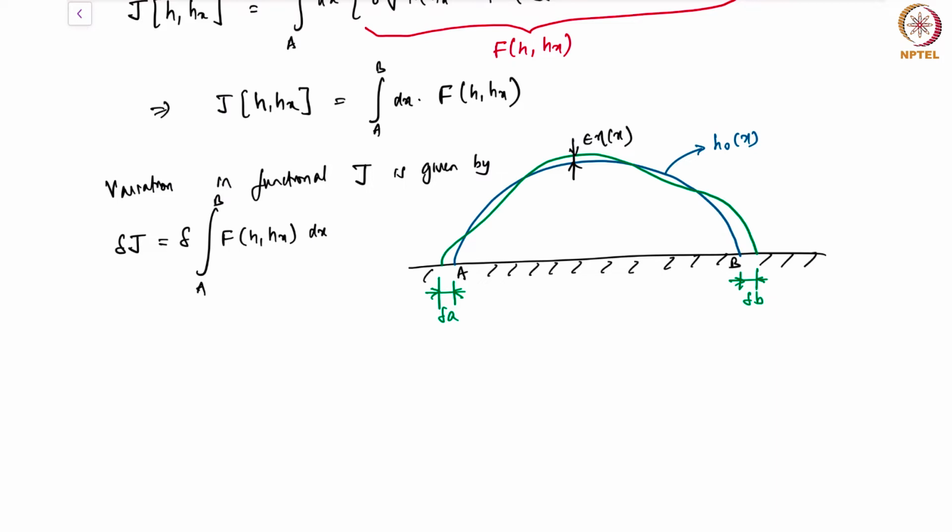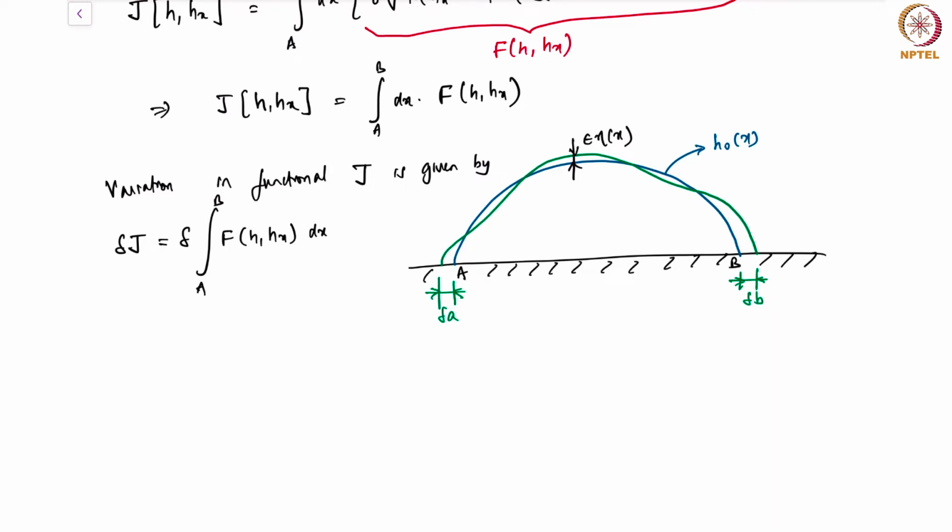The variation in J could occur because of variations in f, and variations in f in turn occur because of variations in the height and its derivative. You could also have variations in the position, which means it could also be because of variations in the contact line positions. So the variation need not meet exactly at the original position, but could be at slightly different positions. That variation in the contact line position is shown as delta A and delta B, where those are along the solid surface.